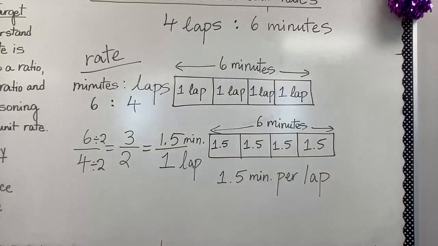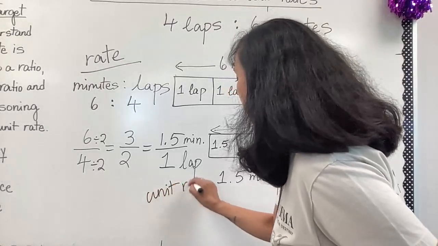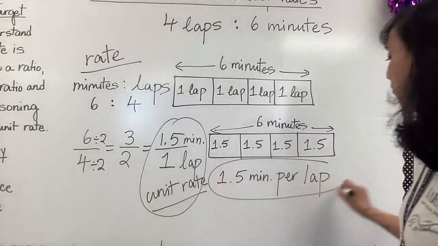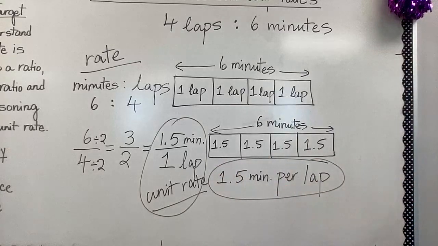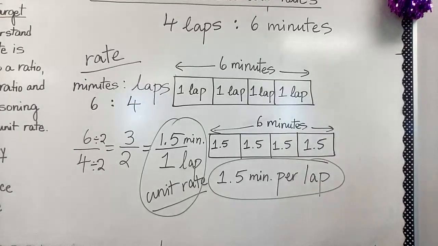Okay, so this rate is called a unit rate. If I write it in this format or in this format, it is called a unit rate. And a unit rate is a rate in which the first quantity is compared to 1 unit of the second quantity. And the phrase per is used to describe unit rates. It means for each.